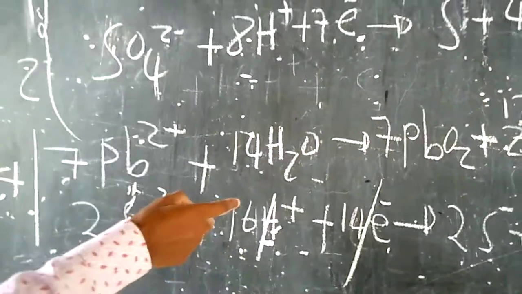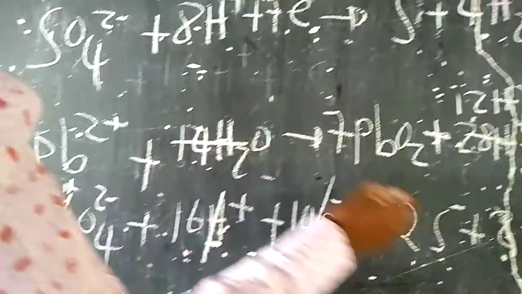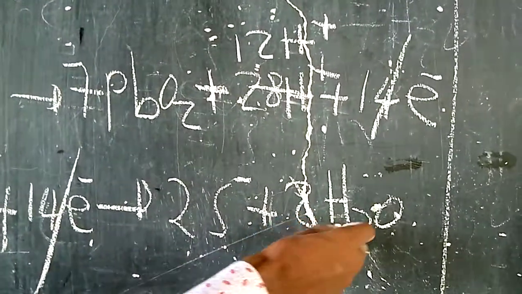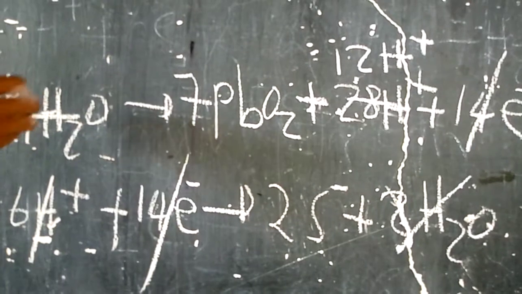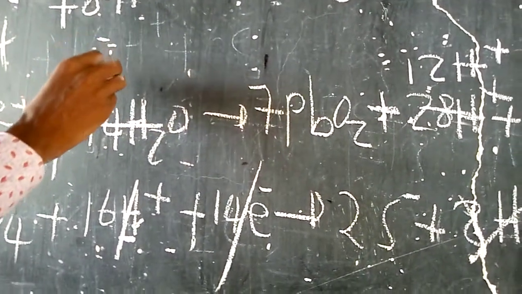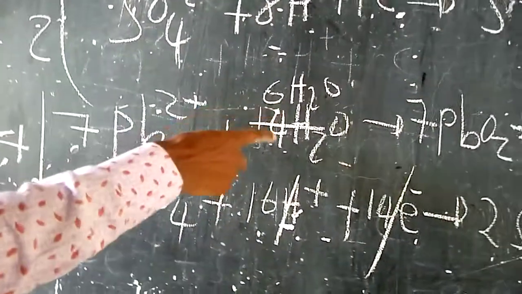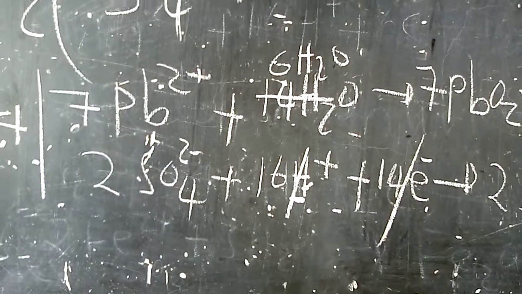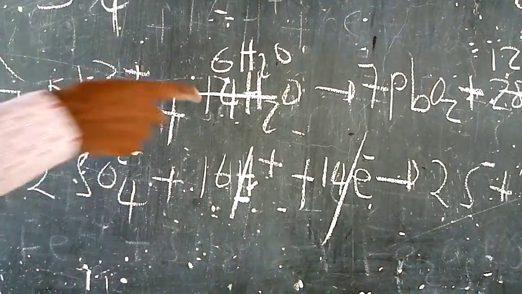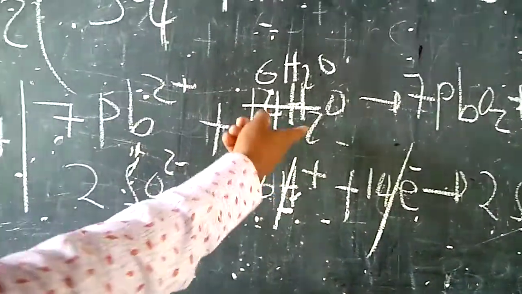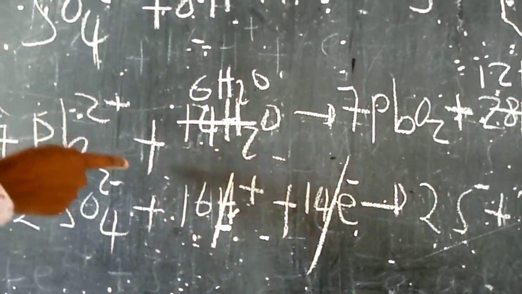And here in water we have 14 water molecules, and in the product side we have 8 water molecules. So we have to subtract the 8 water molecules from 14. So 14 minus 8 is 6 water molecules. Now it's just to combine all these two equations.